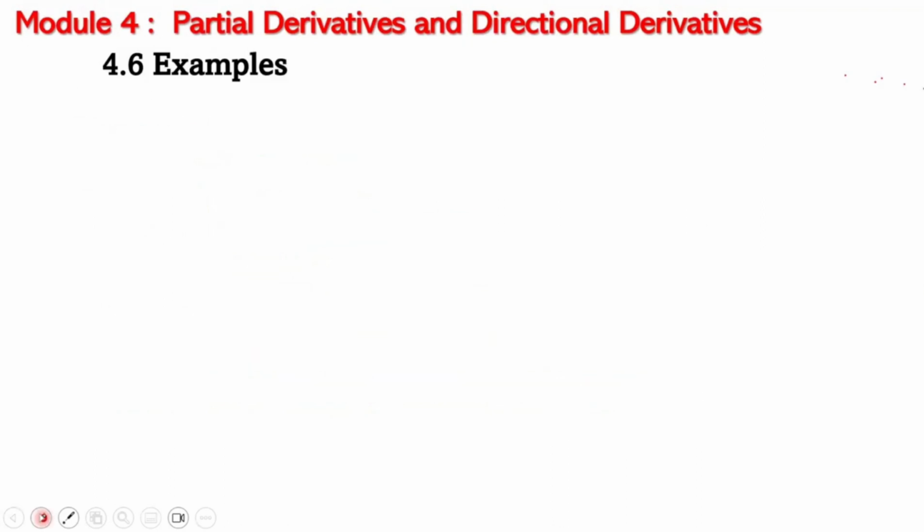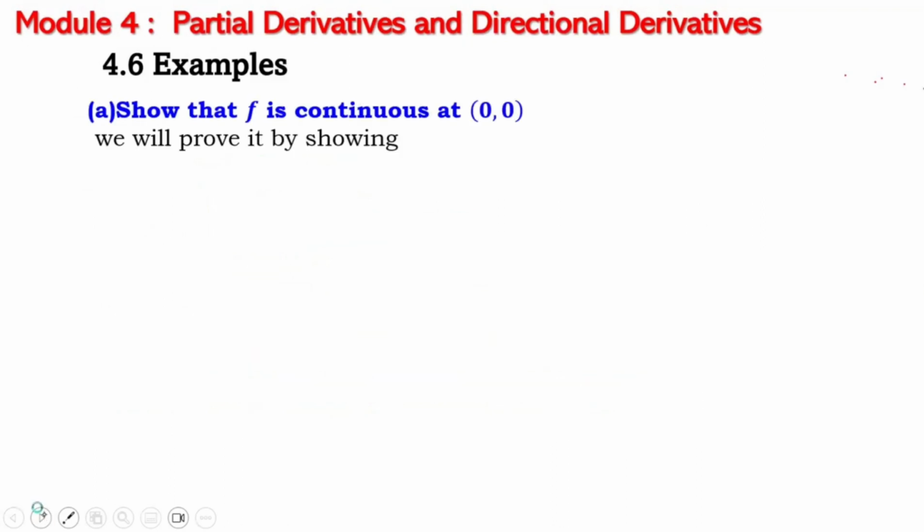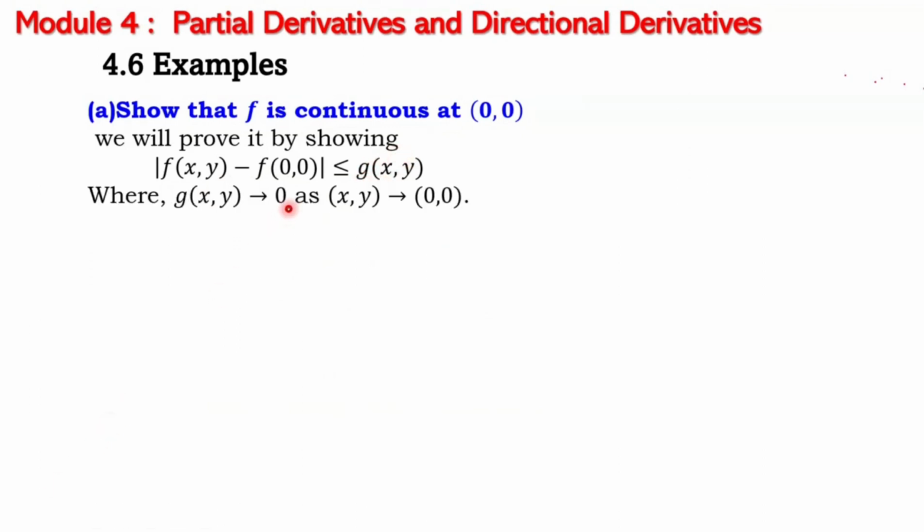Okay, so let's start. First we have to show that f is continuous at (0,0), and we are going to prove it by showing that the absolute value of f(x,y) minus f(0,0) is less than or equal to g(x,y), where g(x,y) is a function such that it tends to 0 when (x,y) tends to (0,0). If we are able to prove that, then this is equivalent to saying that the limit of f(x,y) at (0,0) is equal to f(0,0). That means f is continuous.